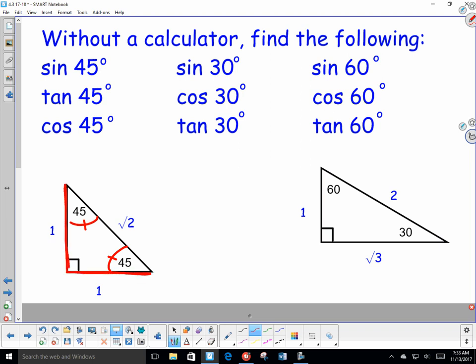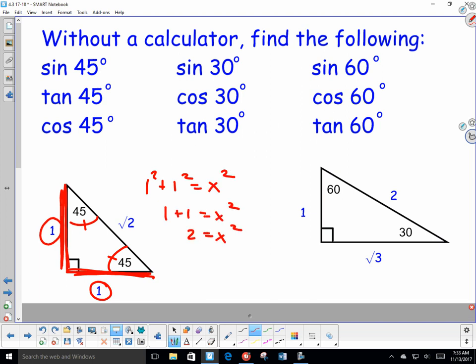So if, for example, this leg right here had a length of 1, then this leg here is also going to have a length of 1. And we could use the Pythagorean theorem and find the hypotenuse. 1 squared plus 1 squared equals x squared. That's 1 plus 1 equals x squared. 2 equals x squared. Take the square root and we get x equaling the square root of 2. So that's how we get this as our hypotenuse.